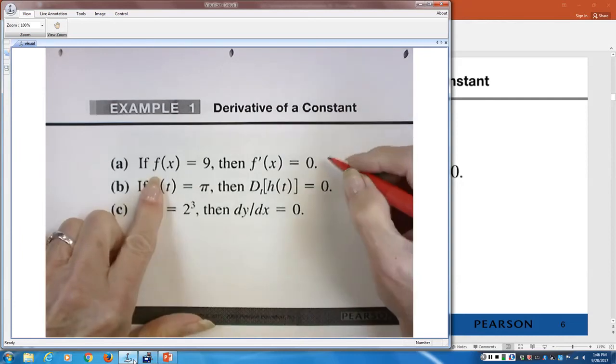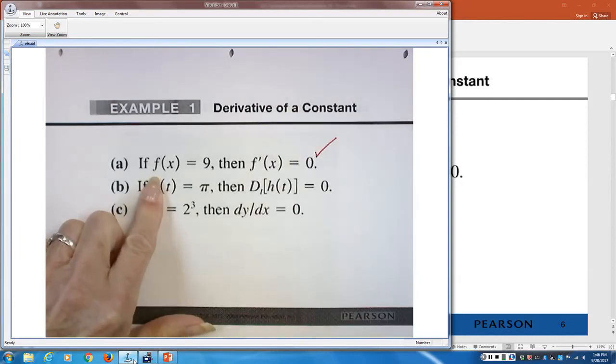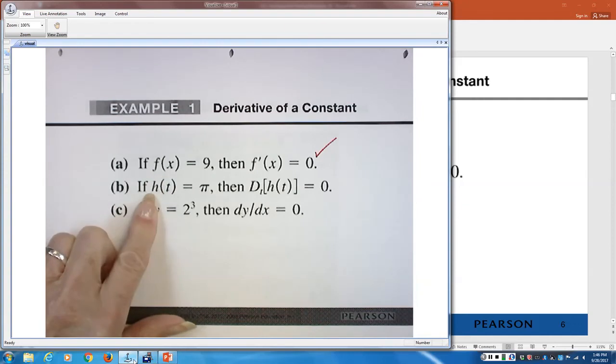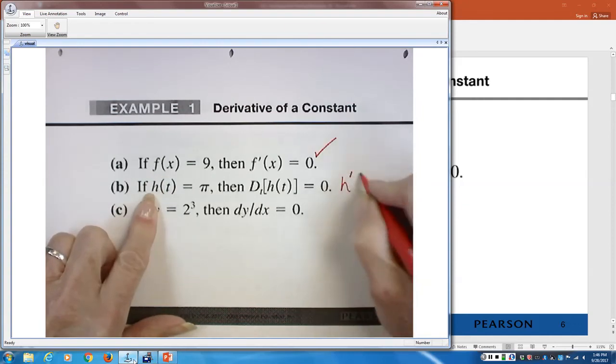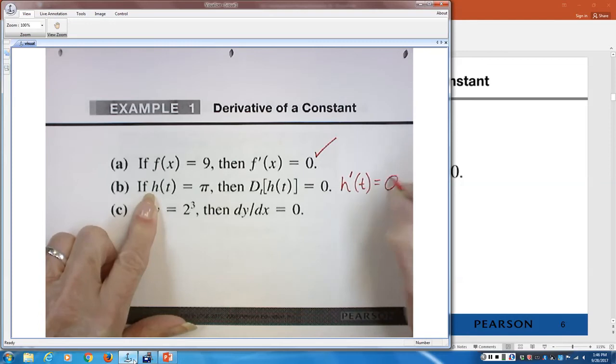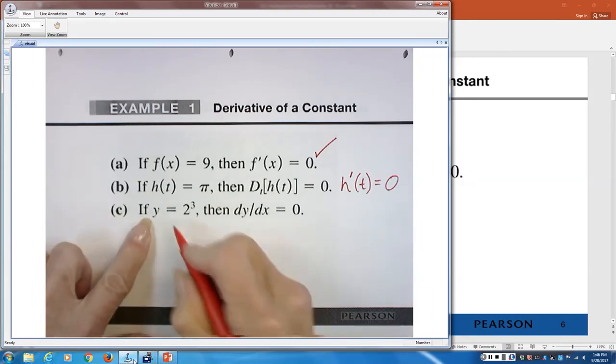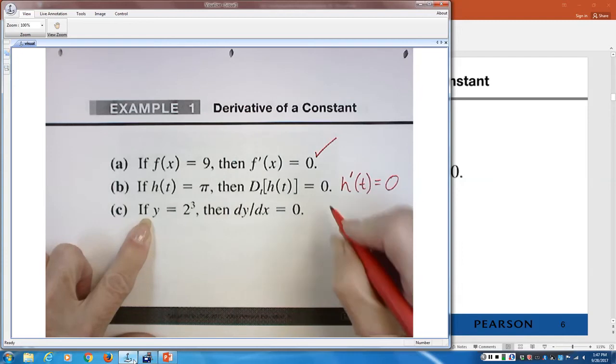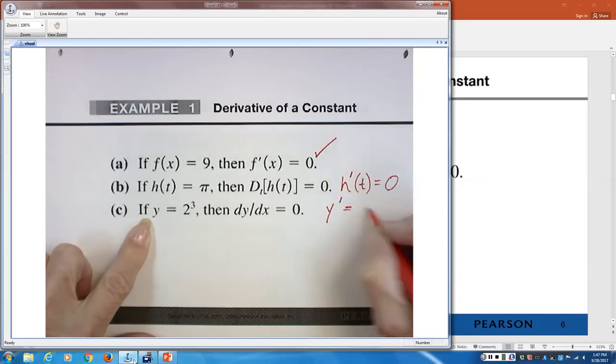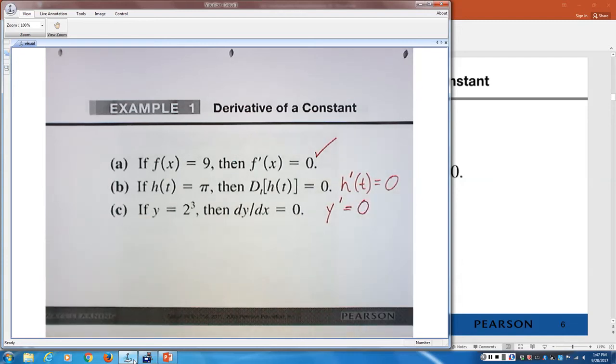I would have, if f of x is equal to 9, f prime of x is equal to 0. If I have h of t equals pi, h prime of t equals 0. If I have y equals 2 to the third power, y prime is equal to 0. Okay? That little prime sign up in the air is what tells you that it's the derivative of the function. So think of y prime, f prime, h prime, g prime. Those are all slopes of the functions that they belong to.